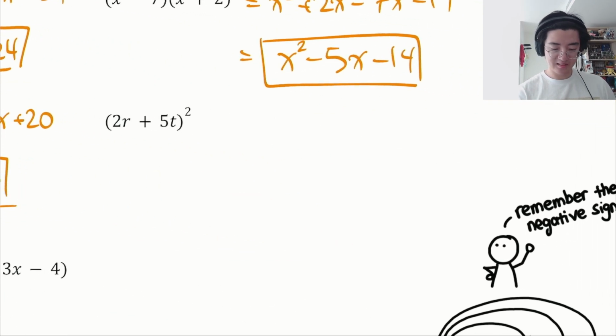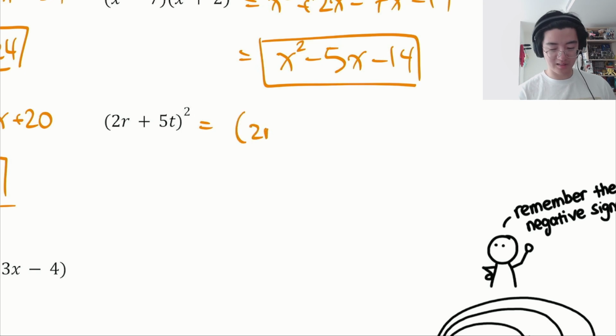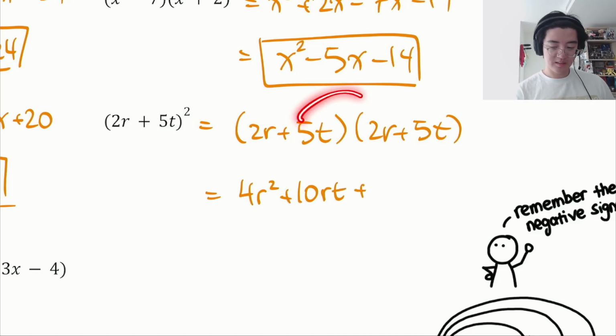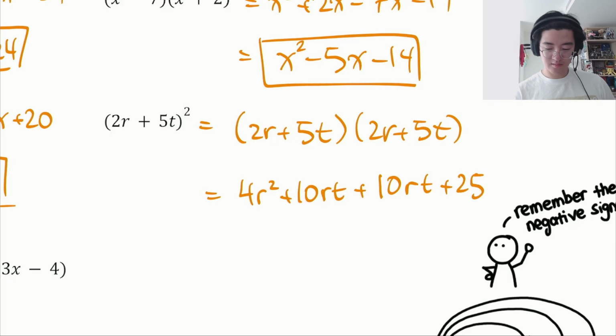This one's weird. Right, this whole thing is squared, so it's the same thing as just this multiplied by itself. This squared is just this multiplied by itself. So same thing. 2r times 2r is 4r squared. 2r times 5t is 10rt. 5t times 2r is 10rt. And then 5t times 5t is 25t squared.